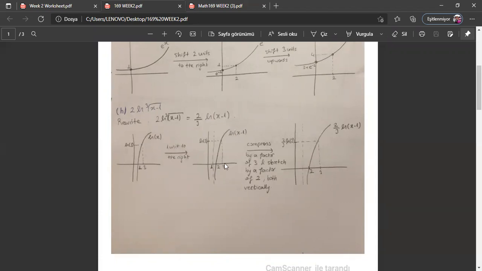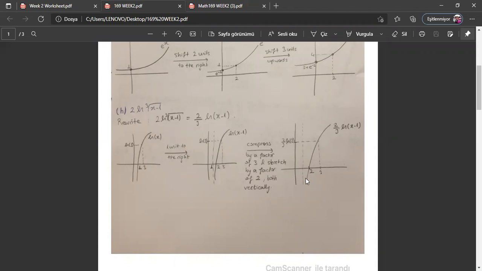So now what do we do to find this one's graph? We need to compress this graph by a factor of 3, and stretch this graph again by a factor of 2. Okay, because you might think like this: we first multiply it by 1/3, which means we need to compress the graph. Then we multiply it by 2, and that means stretch the graph. So here we have this function.